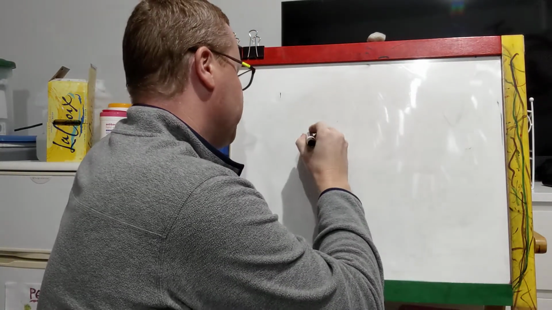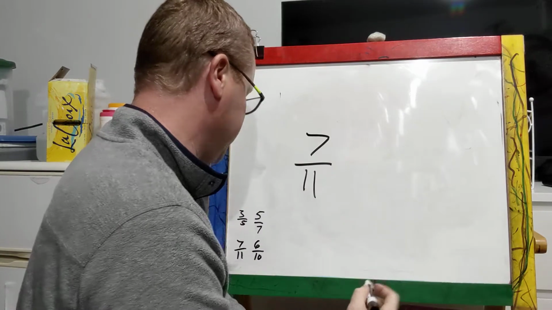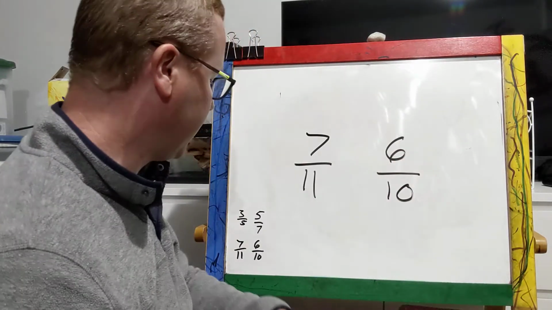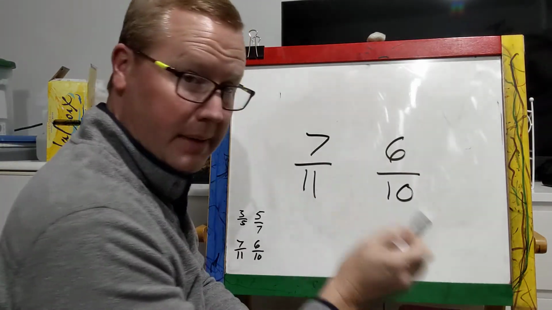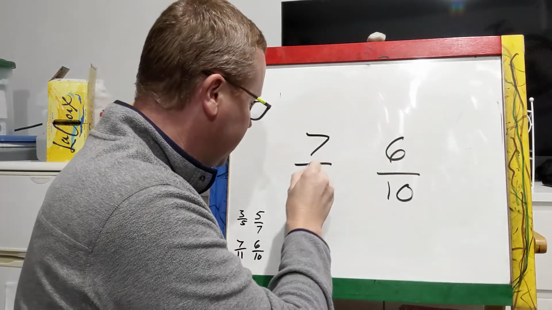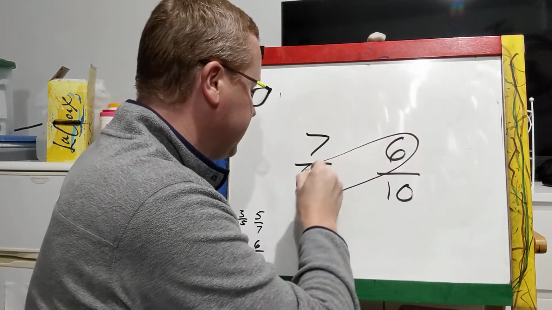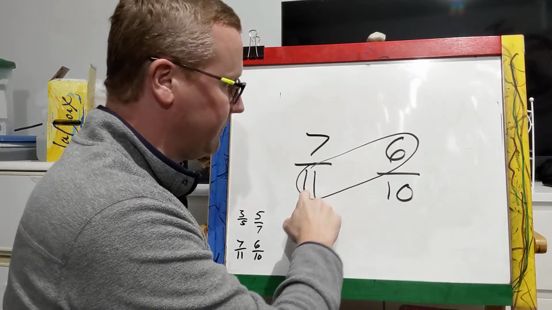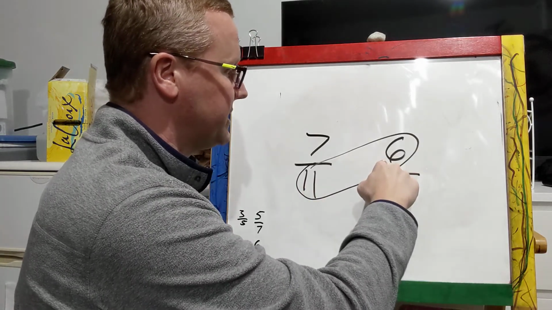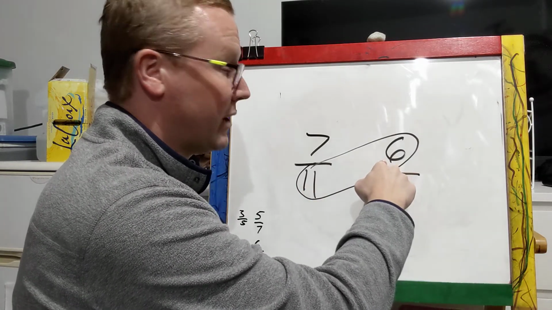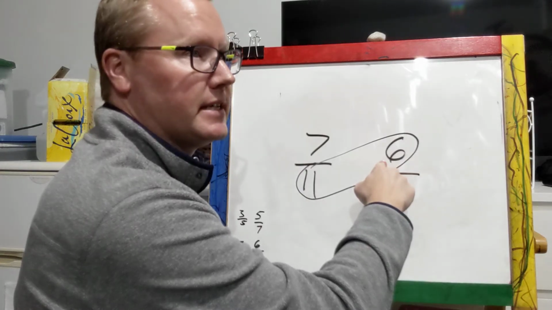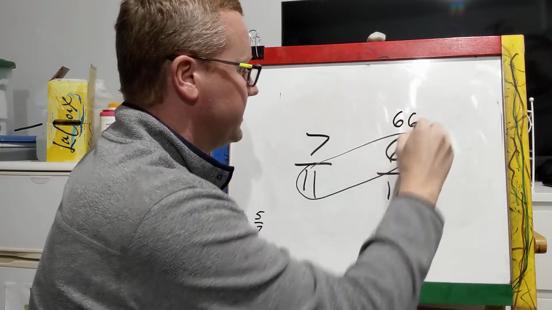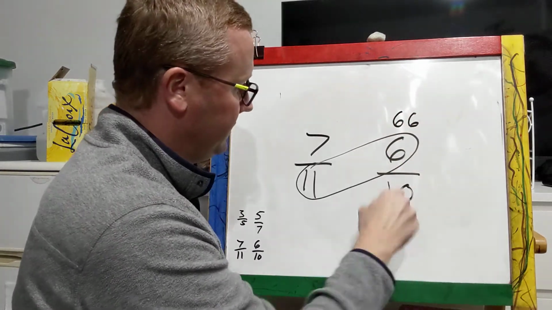Let's say we had 7/11 and 6/10. Again, you're going to do the butterfly method. So I start down here and I make my little path like this. And I do 11, because you always start at the bottom, up to the top. 11 times 6 is, well, I know 10 times 6 is 60. And I add one more 6 for 66. And then I do 10.